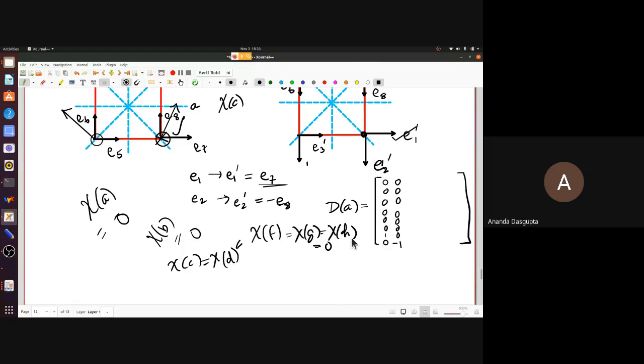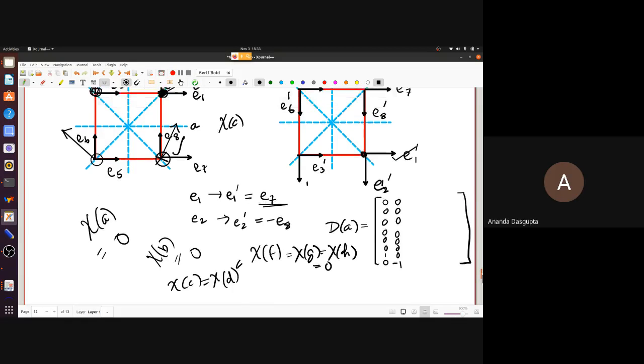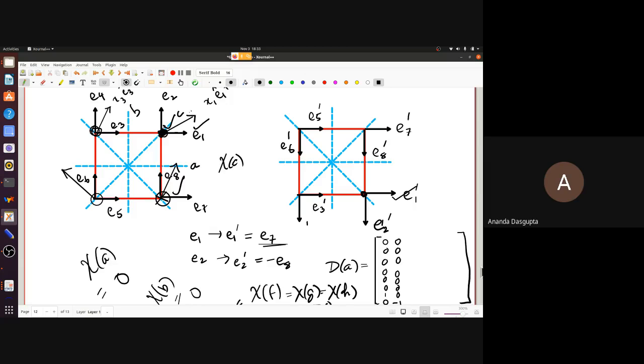All the characters for all the group elements are 0, except for one group element. There's one group element for which the character will never be 0. And what is that? Identity. And if you do the identity, what is the character? 8. Yeah. So here chi E is 8, all the other chi's are 0.